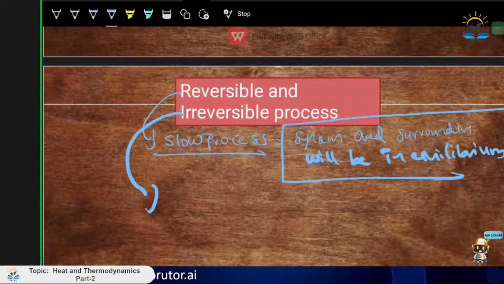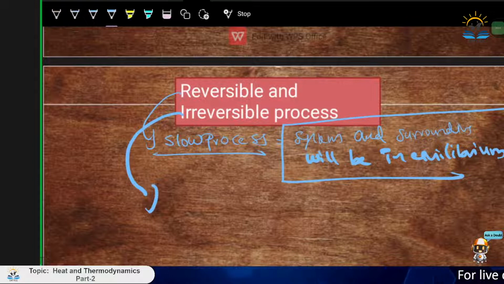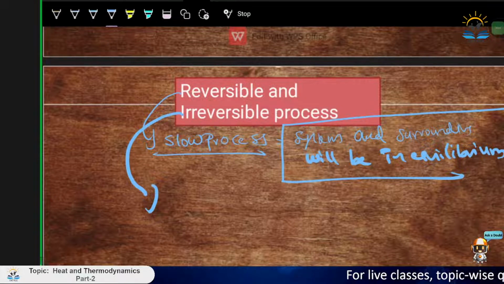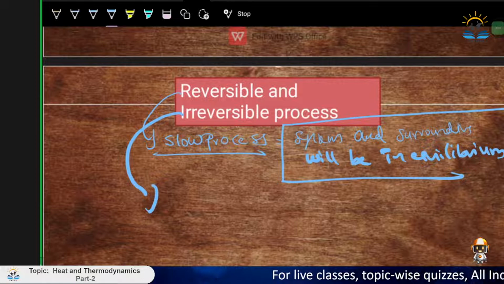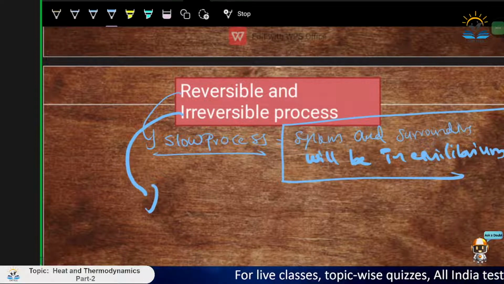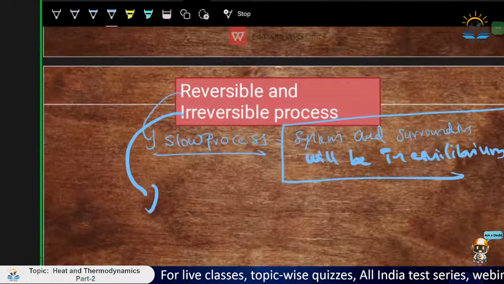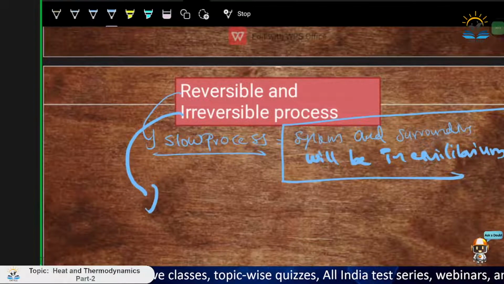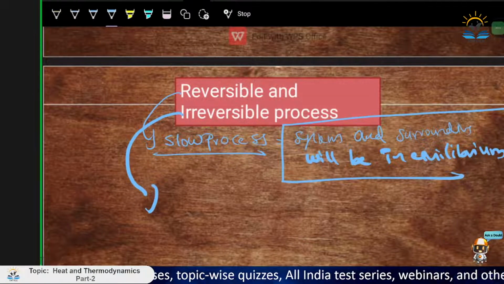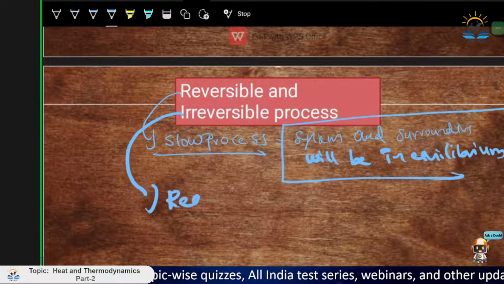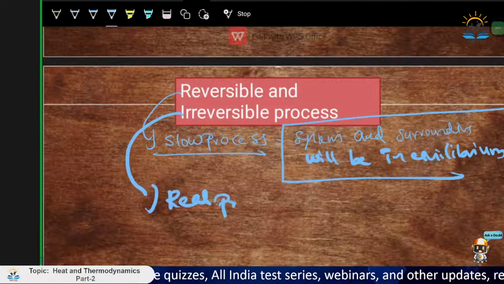But in the case of an irreversible process, the process attains a final state from the initial state. I'm not saying it is a fast process, but compared to reversible, it is fast. There is no equilibrium between system and surrounding. It is a real process, and we can see it in our day-to-day life.